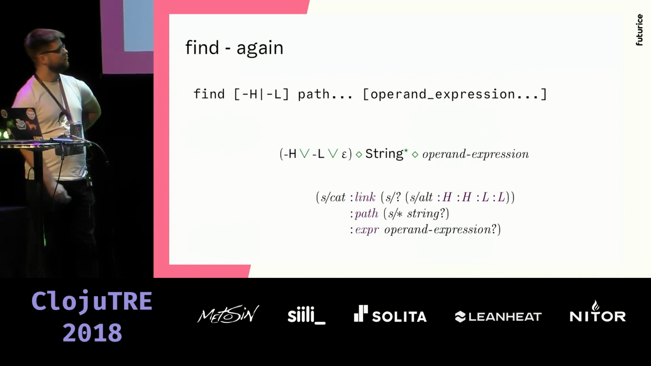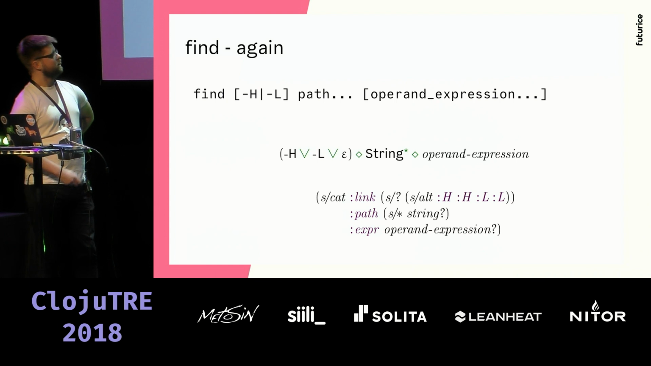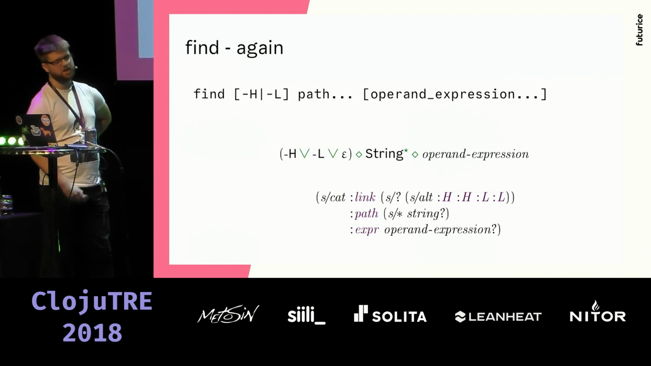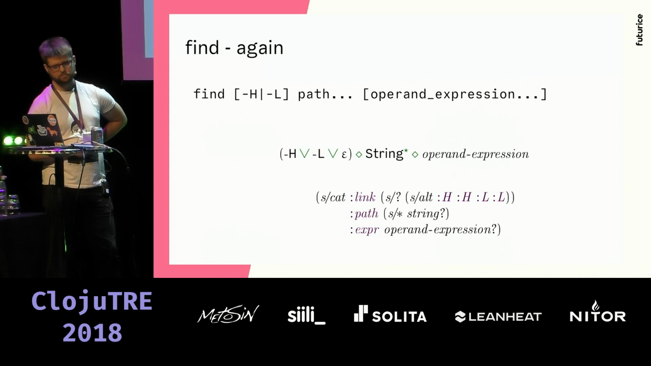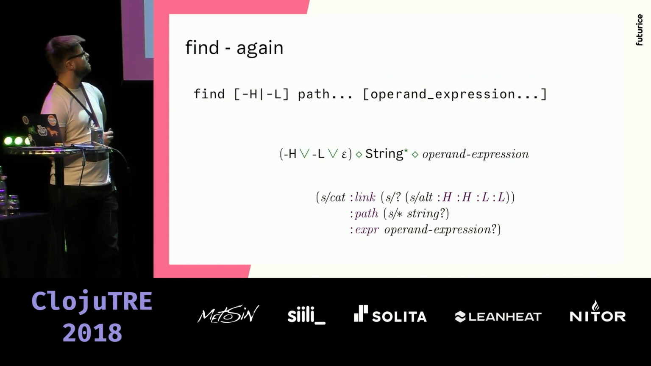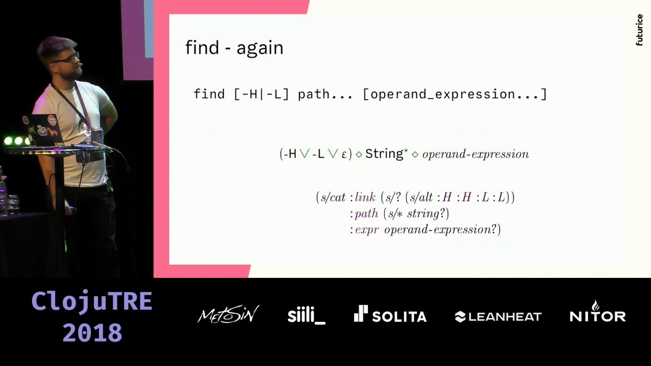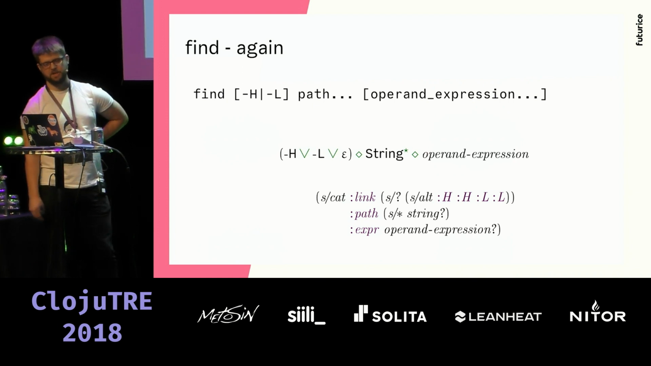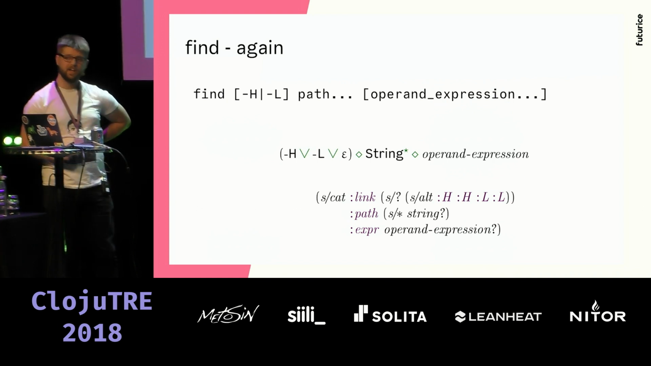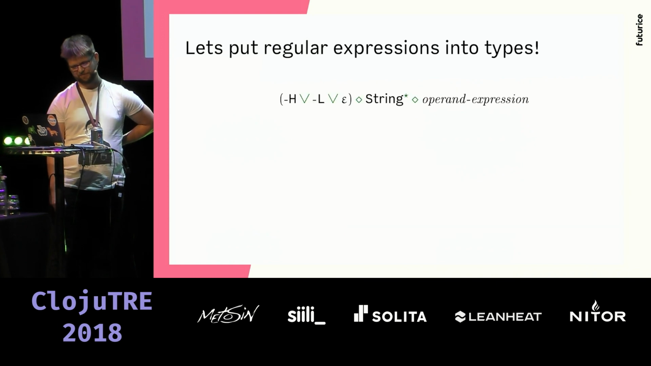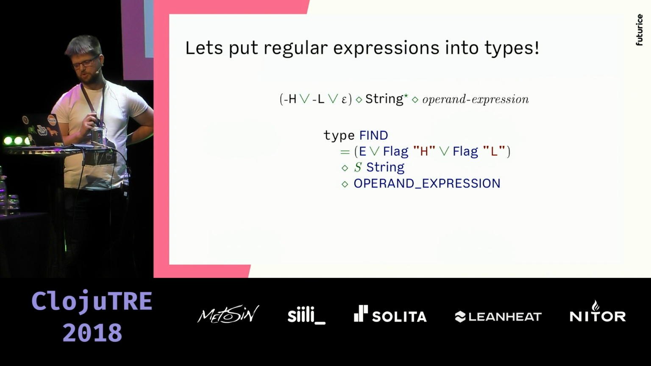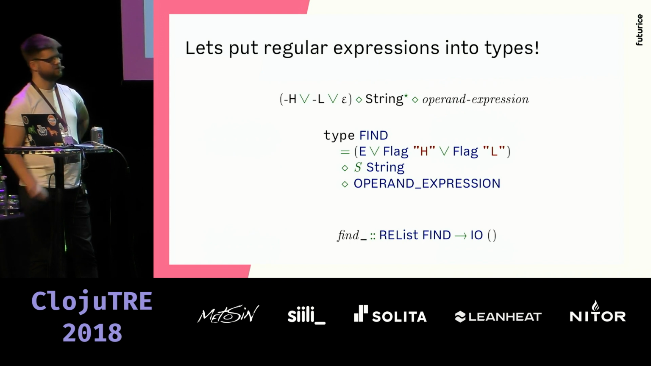But before that, if we come back to the find example, if we rewrite clojure.spec or write a regular expression directly from the synopsis, in my notation it would look like that. It's either flag H, flag L, or nothing, and then some string arguments, and then the operand expression. I like custom infix operators, by the way. And it translates almost one-to-one to Haskell. I swapped the order of empty. And then we can have a function find, which just takes a list with regex shape find and does something to your computer in IO.